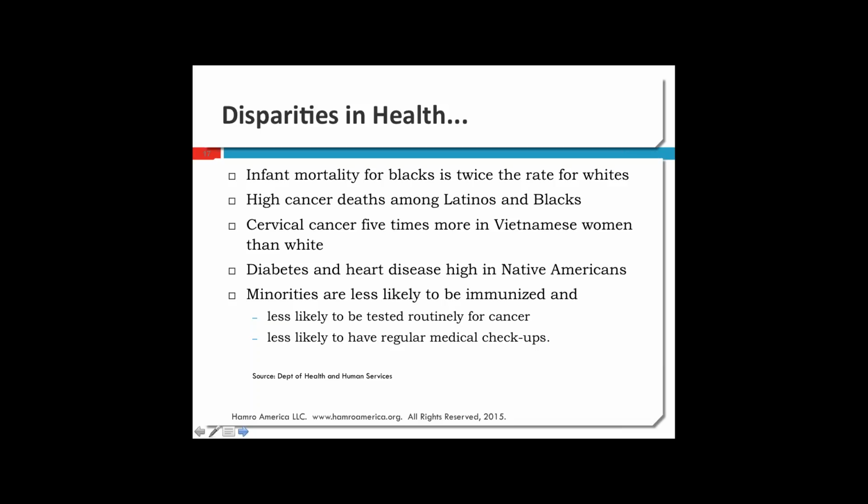And minorities are less likely to be immunized, less likely to be tested routinely for cancer, and less likely to have regular medical checkups. And a lot of times when we work with the refugee population, I have heard a lot of people that work with the refugee population state that they're not used to going to the doctors. They're not used to taking care of their health. So everything is new for them.